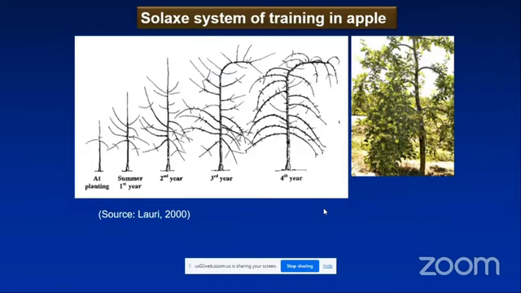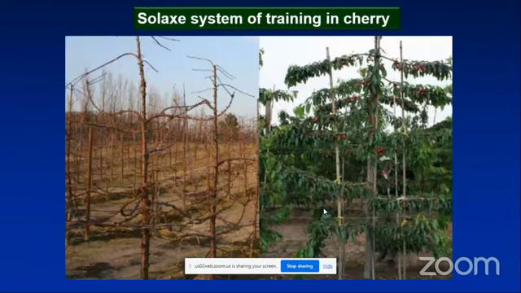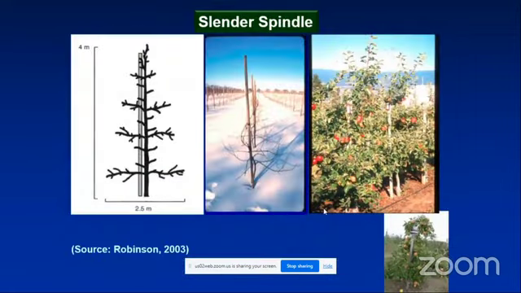Then Solax system of training in case of apple, you can see that at planting time, in summer time, the first branch is bent downward, getting maximum light and fruit development is more. Then Solax system, in case of cherry also it is being adopted. And then slender spindle system in case of apple in temperate areas in Uttarakhand, in Himachal, and in J&K, especially our institute, Central Institute of Temperate Horticulture, has contributed a lot, and very good adoption is there in the farmer field.